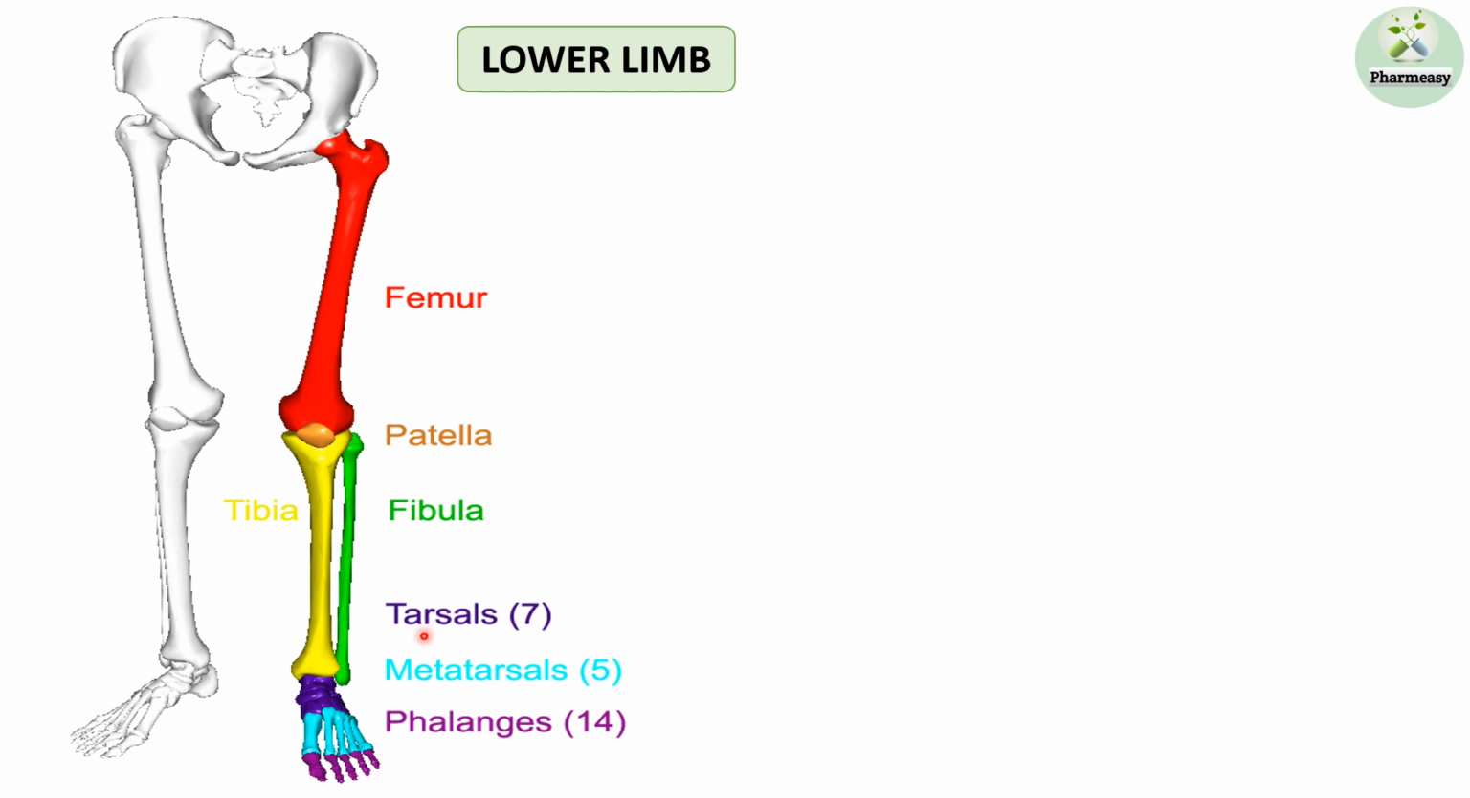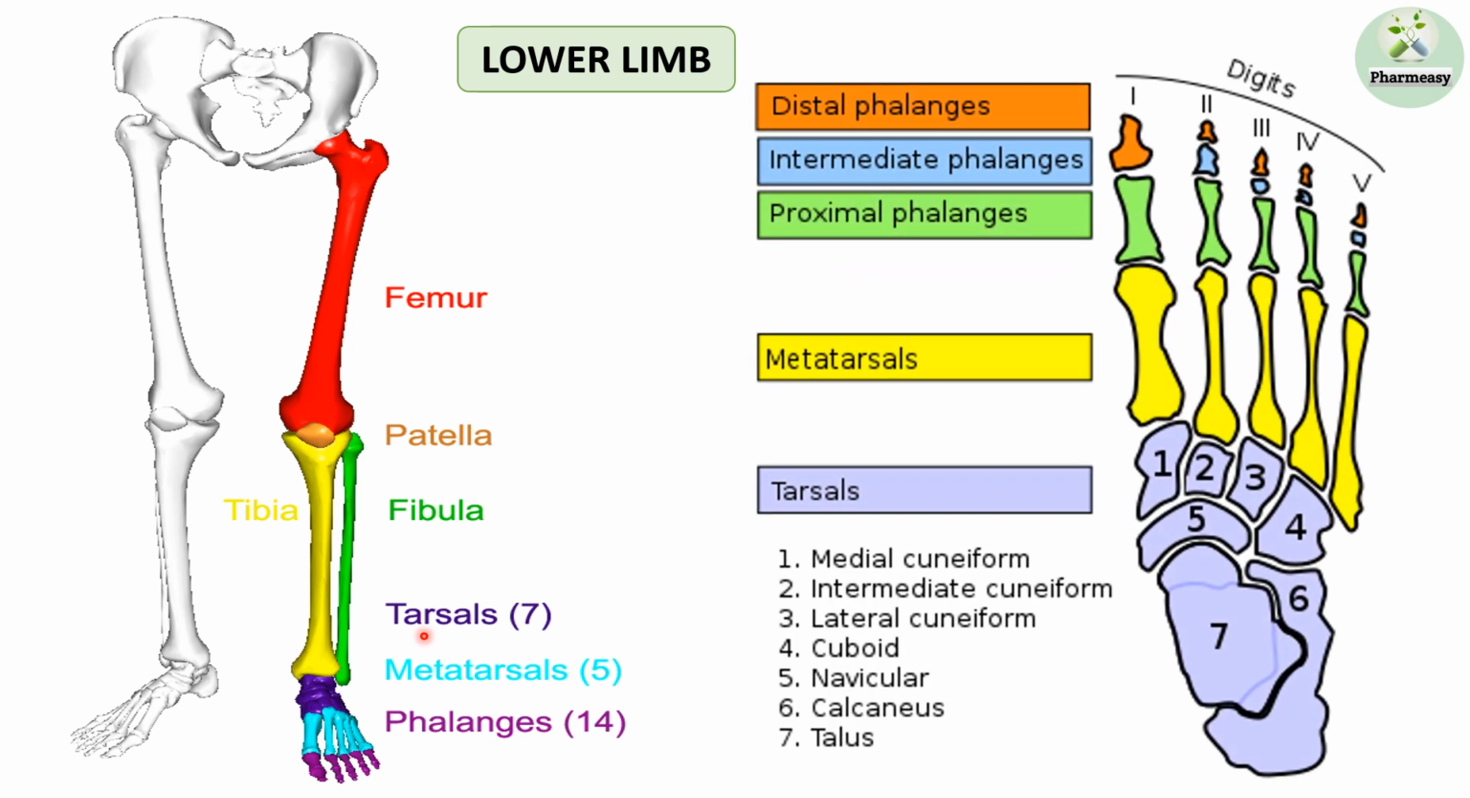And in this figure, ankle bone or tarsal having 7 bones, namely medial cuneiform, intermediate cuneiform, lateral cuneiform, cuboid, navicular, calcaneus, and talus. And there are 5 metatarsals and 14 phalanges bones.